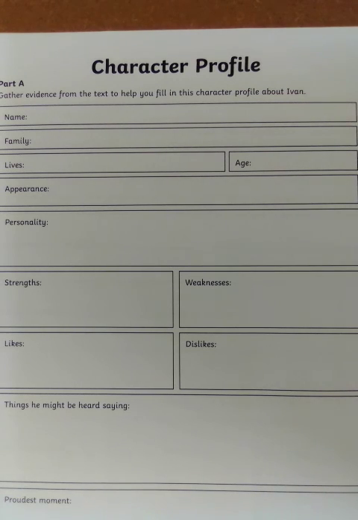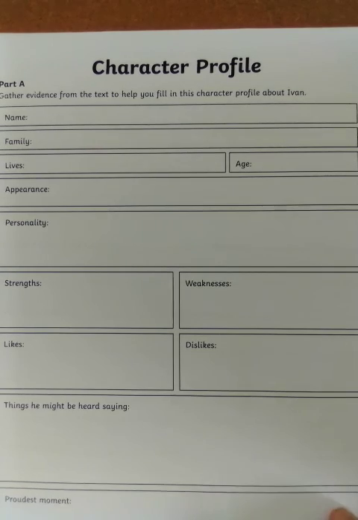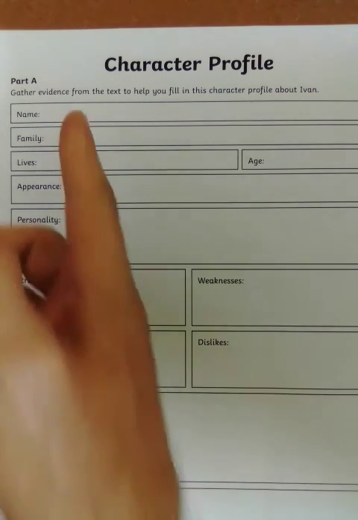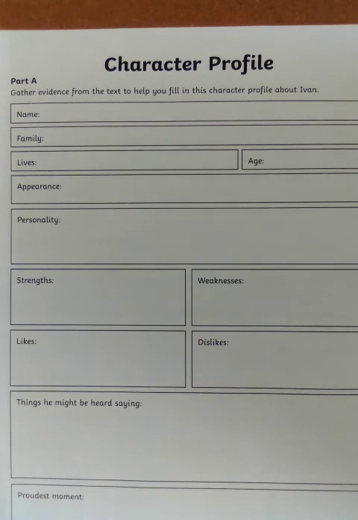Then you need to create a character profile. And it says, gather evidence from the text to help you fill in this character profile about Ivan. So gather evidence means you need to find information in the text. You can't just make up his name, what he looks like, what he likes. You must use evidence, things you can find in the text. So get your detective hats on and get searching.